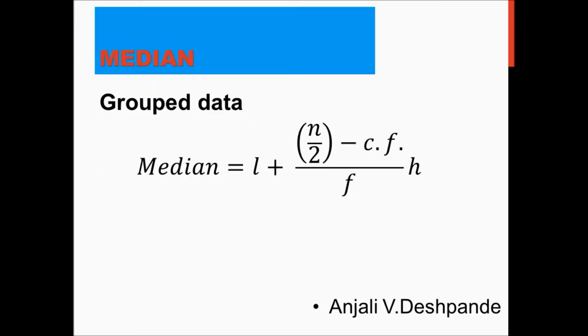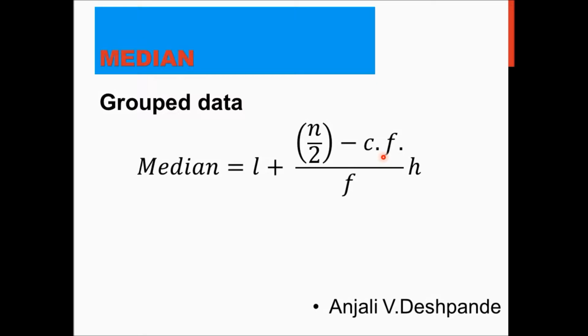Now we will see how to calculate the median for the grouped data. The formula is given like this: median is equal to L, where L is the lower class limit or the boundary of the median class interval. We will see how to determine the median class. Then n by 2, where you all know by now that n is of course the total number of observations in the distribution, minus CF.